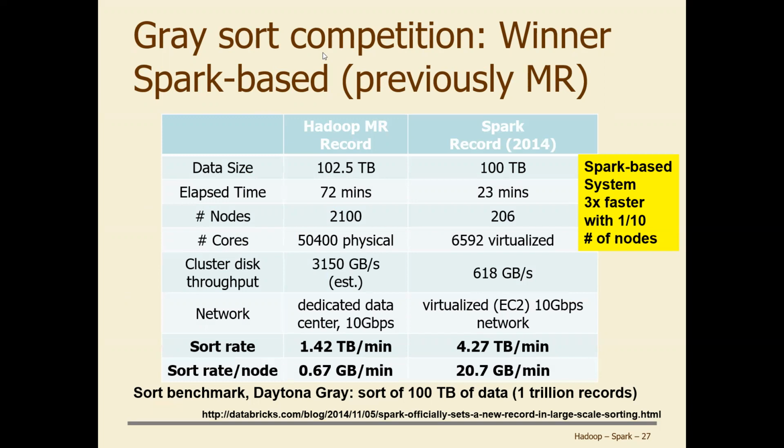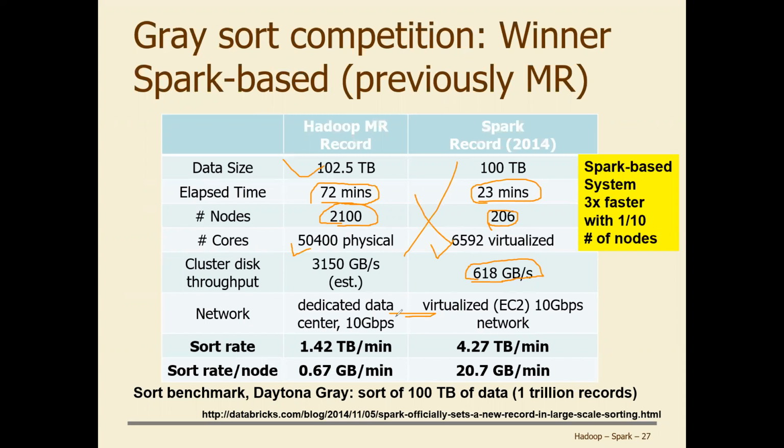Now look at this: here it took 72 minutes with MapReduce, and here it takes 23 minutes. Number of nodes 2100, number of nodes 206. The data size is almost the same. How many cores? 6500 cores. Here I need 50,000 cores. Cluster disk throughput: throughput is less, but the point is other things are very wrong with respect to MapReduce.